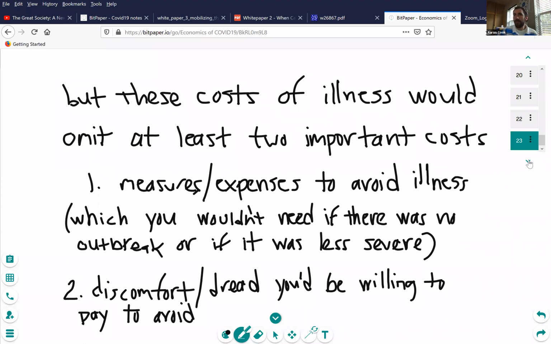And even if you don't get the virus, you have to deal with the possibility that you might, and that could cause anxiety or dread. And you might be willing to pay something to avoid that anxiety or dread, and that would be something that's not measured in that cost of illness table, but which, from a human standpoint, would matter in terms of the impacts of the disease.